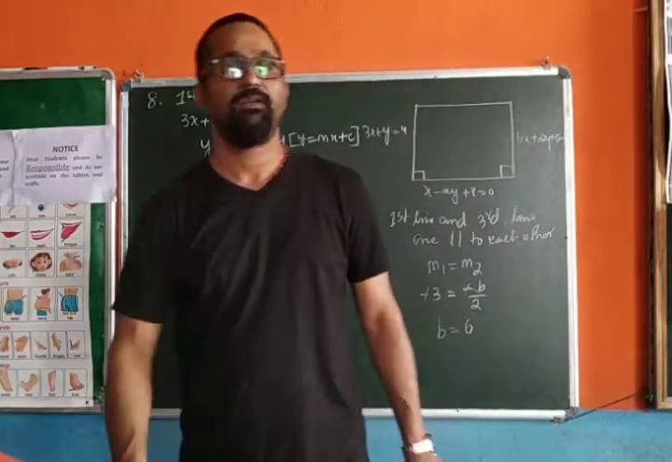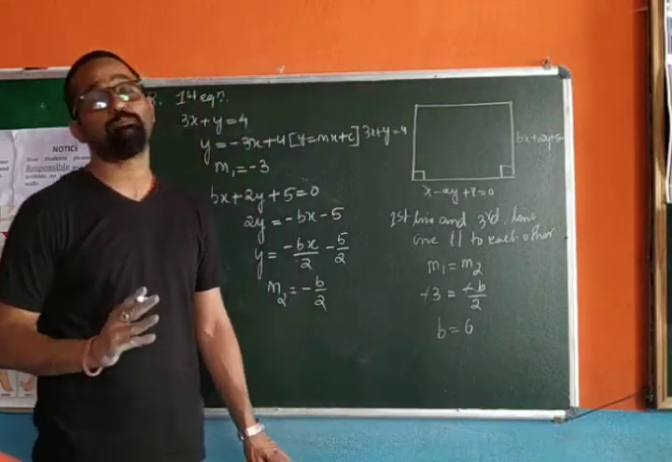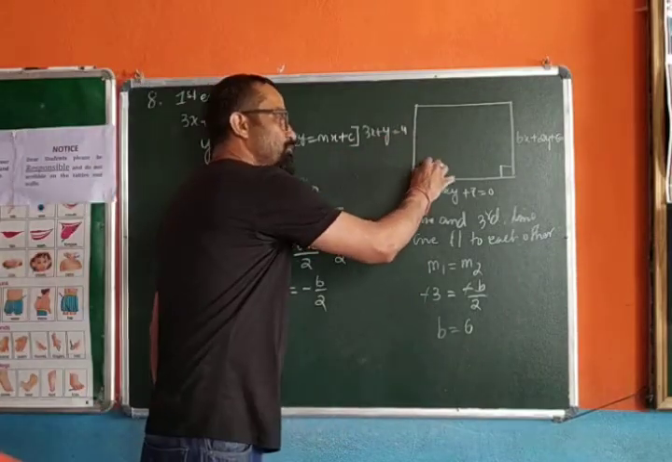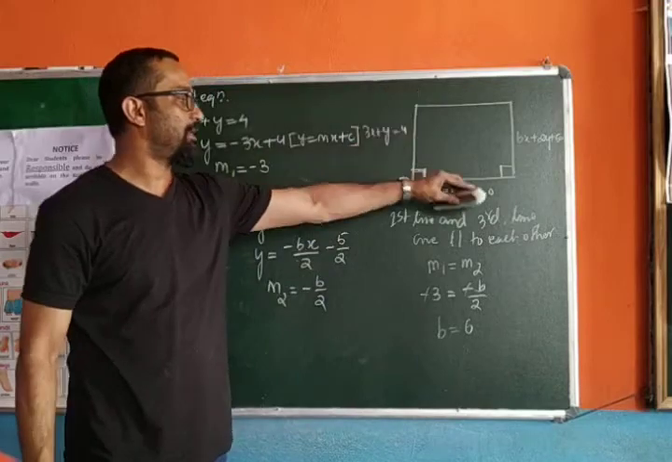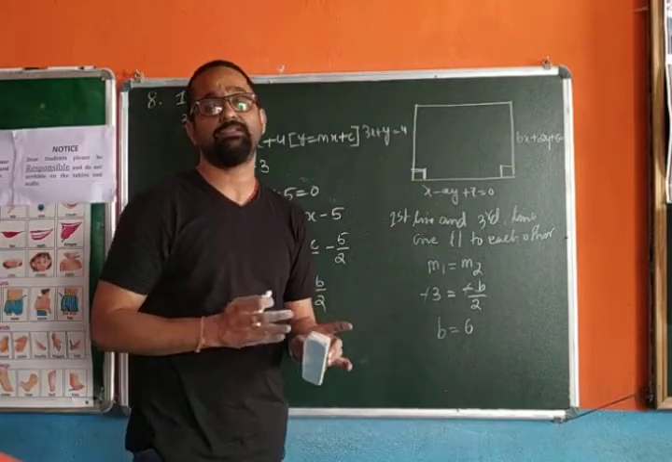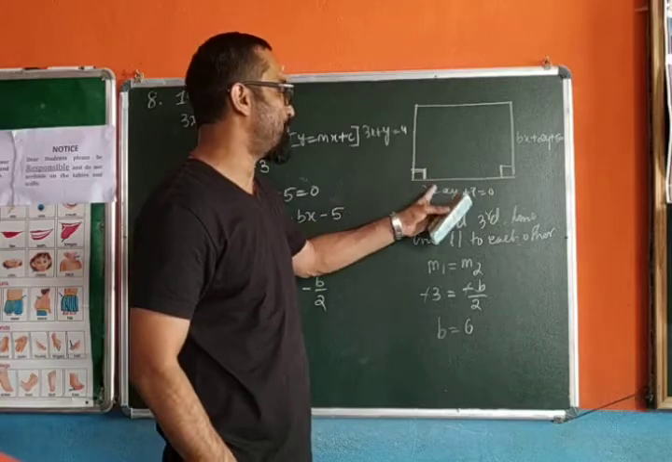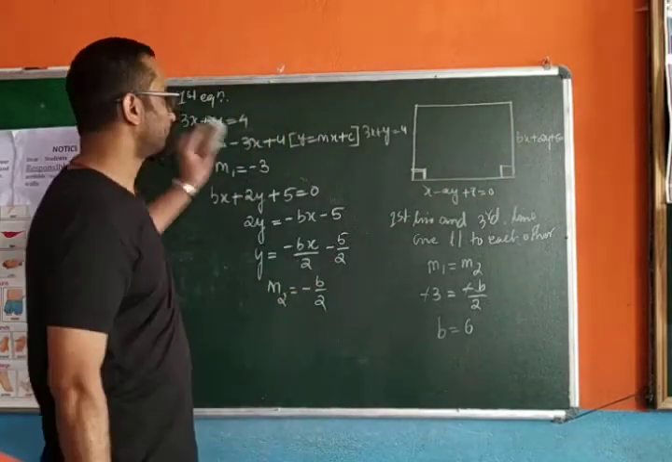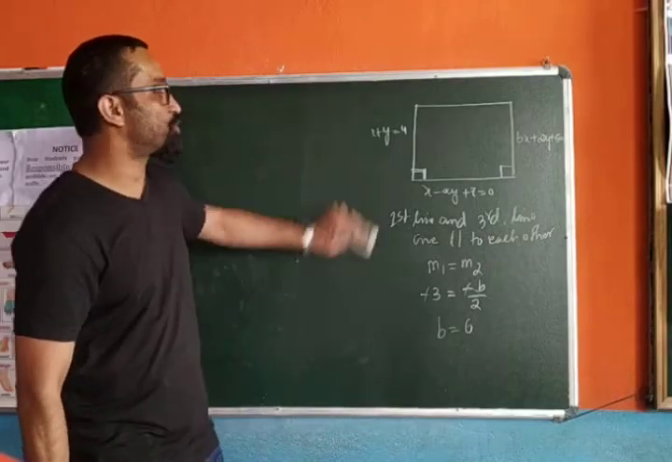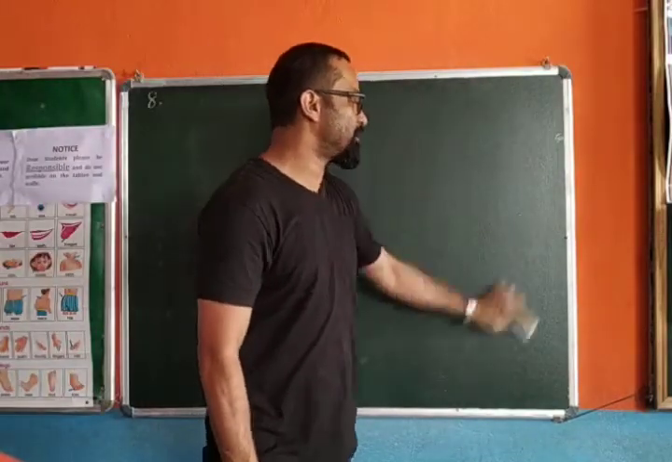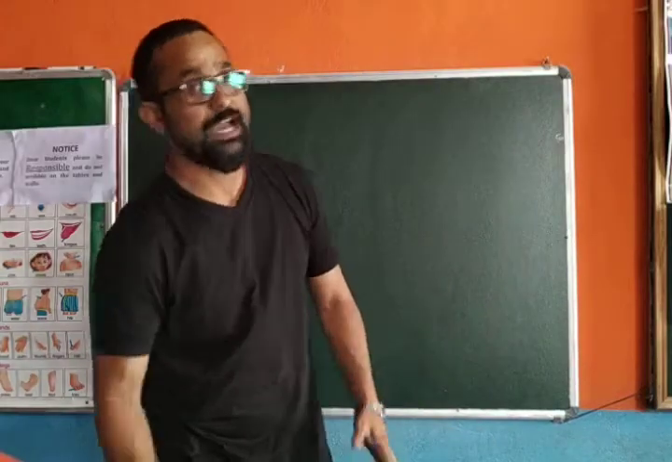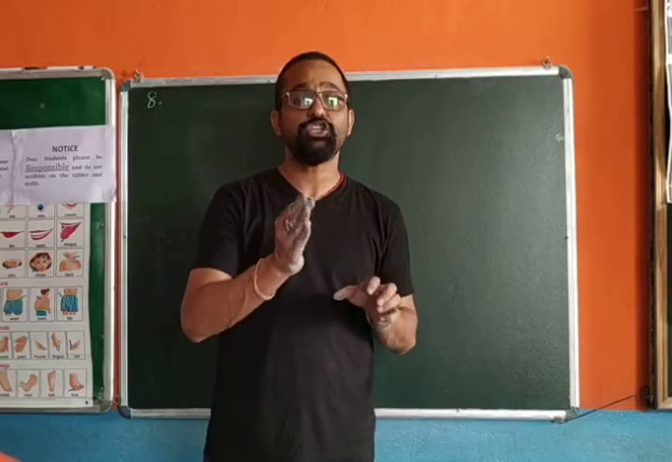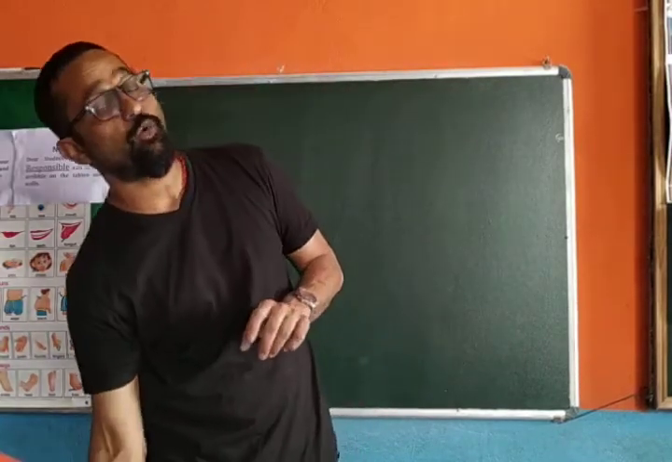Very simple. But the question does not say they are perpendicular. By drawing the diagram, we come to know the sides of the rectangle are inclined at 90 degrees, which means they are perpendicular, and opposite sides are parallel to each other. So please do practice this question. It is an important sum. The question directly does not say parallel and perpendicular. By looking at the condition, we understand they are parallel or perpendicular.